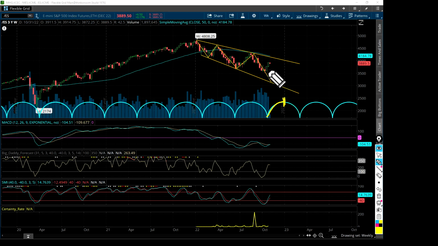Okay, so this cycle just looks strong to me. It just has strength written on it. Everything about this cycle is strong. I could see it breaking above this trend line even. It could get up here to 4,100. I'm not saying it's going to do that. I'm saying it could, and this line would get moved up a little bit higher.